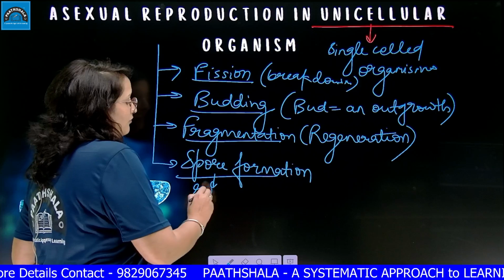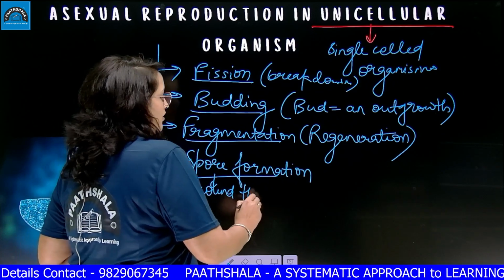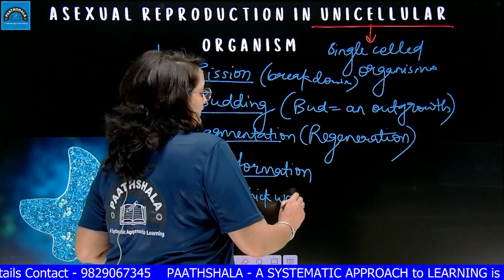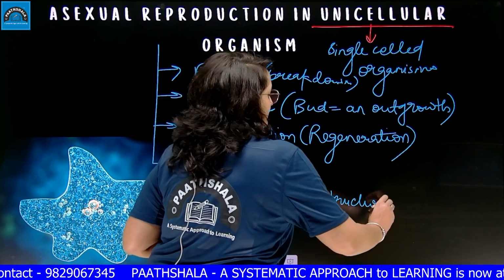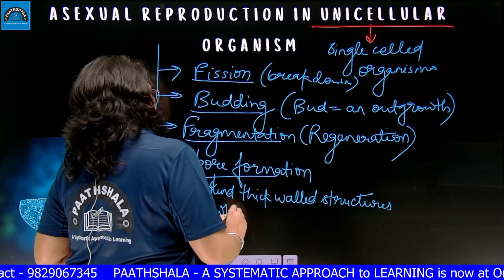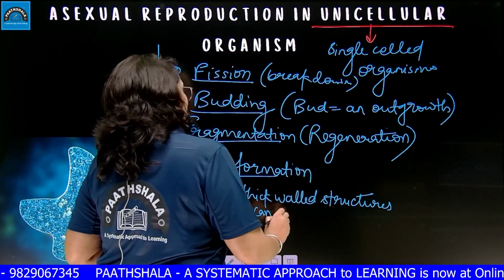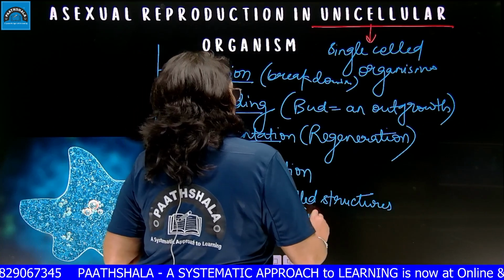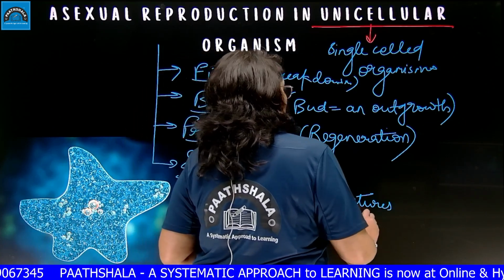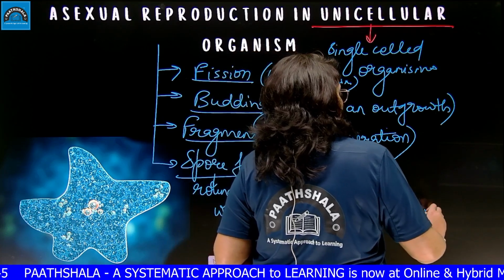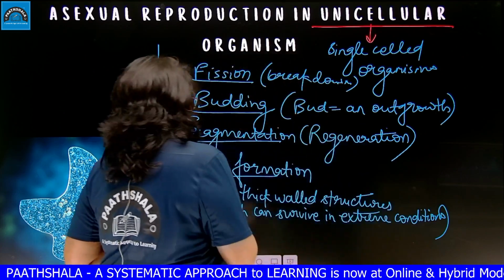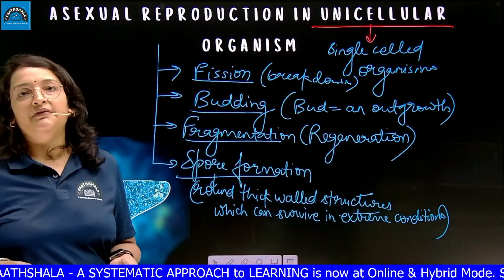These are the round, thick-walled structures which can survive in extreme conditions. And when they get the favorable condition, they will germinate and form the new individual.